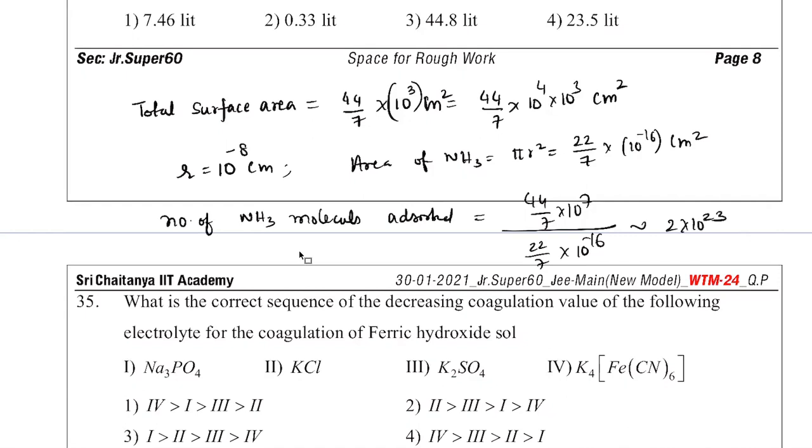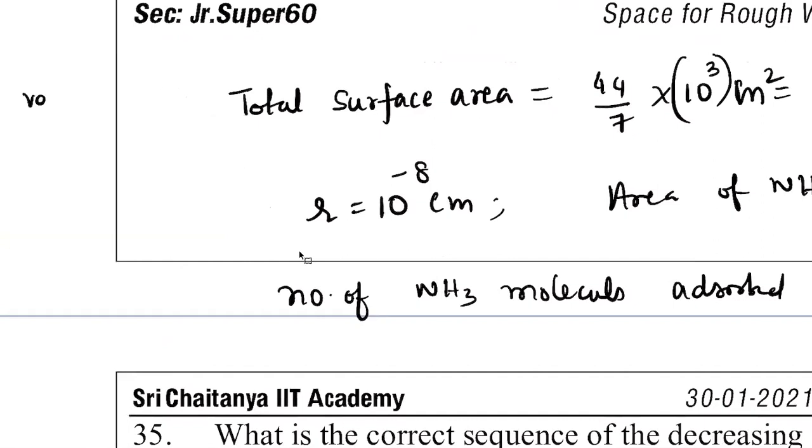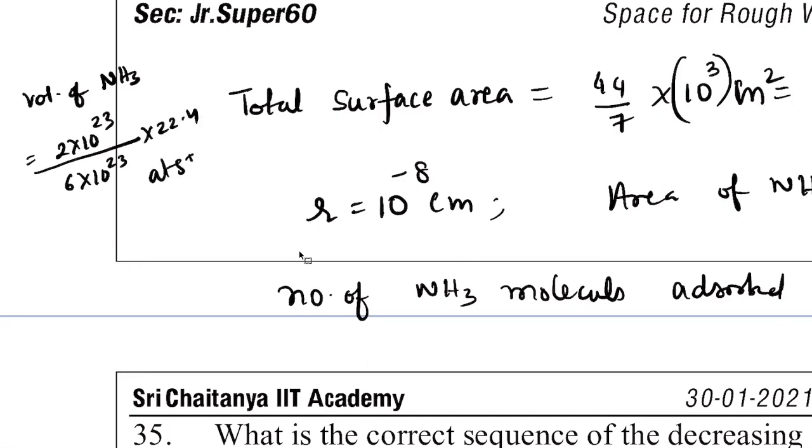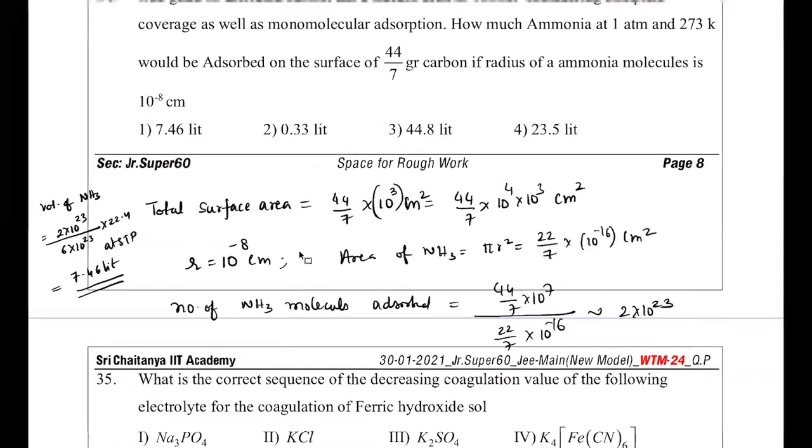So what will be the volume? Let me put it here. Volume of NH3 will be equal to 2 into 10 raised to power of 23 divided by 6 into 10 raised to power of 23 into 22.4 liters at STP. So that would be equal to approximately it is coming as 7.46 liters. So that is how you can solve it.